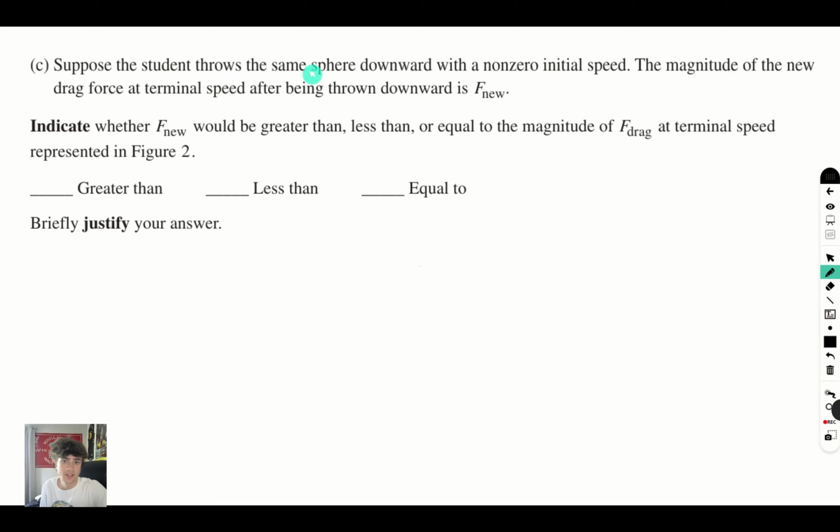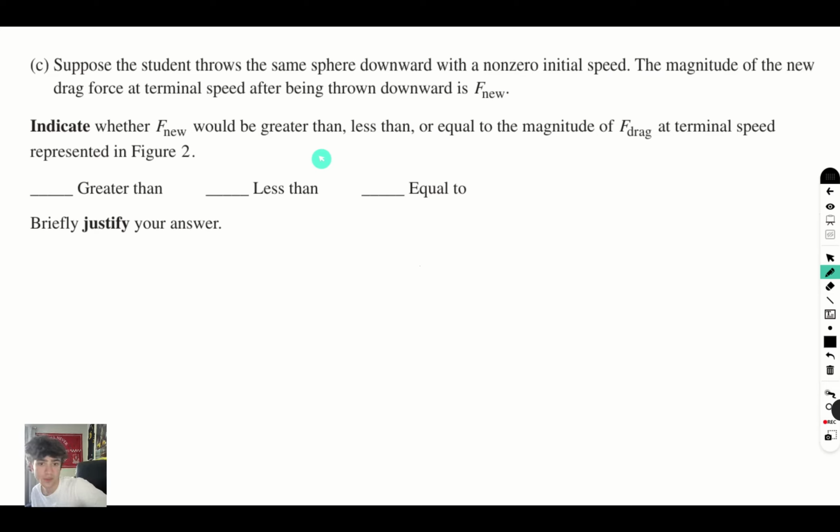Alright guys, it says, suppose the student throws the same sphere downward with a non-zero initial speed. The magnitude of the new drag force at the terminal speed after being thrown is F nu. Indicate whether F nu would be greater than, less than, or equal to the magnitude of Fdrag at terminal speed.